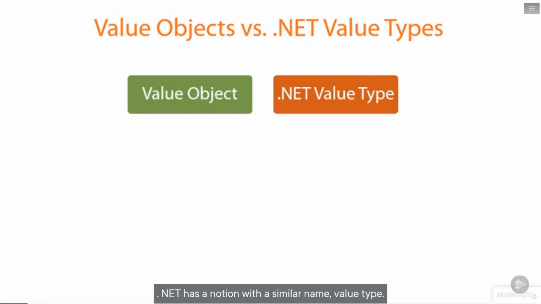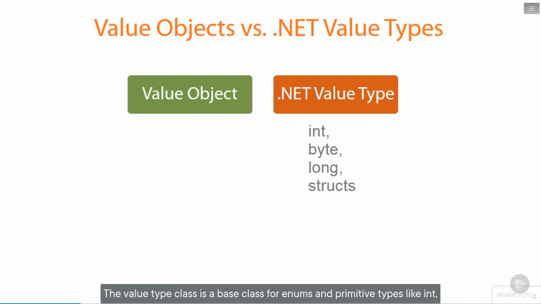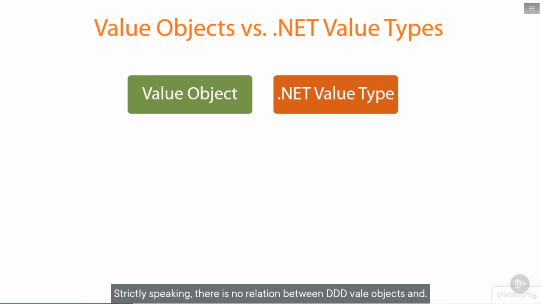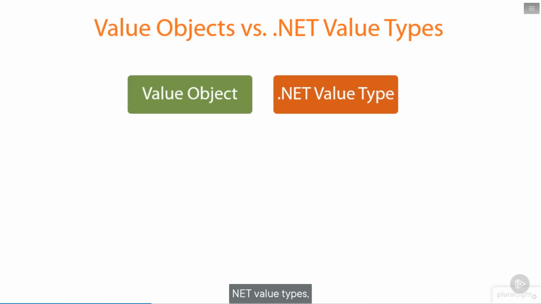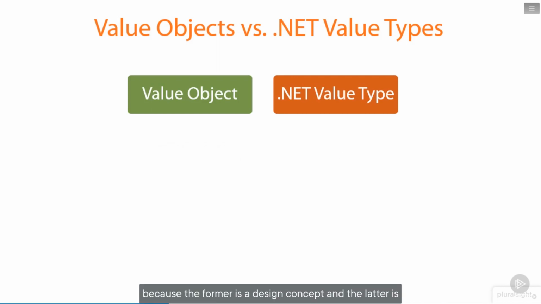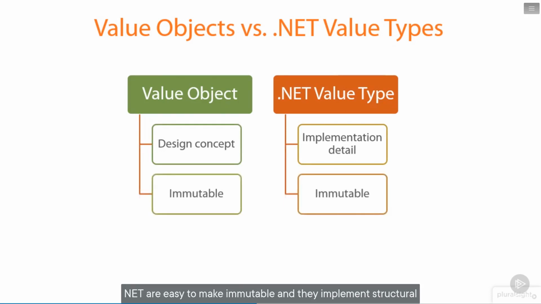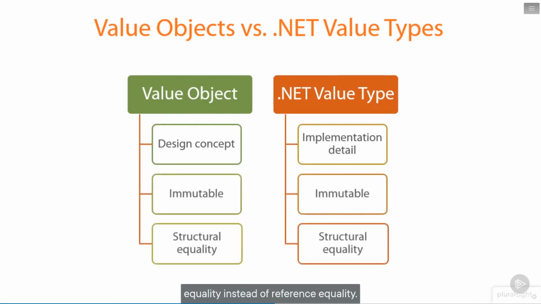.NET has a notion with a similar name, value type. The value type class is a base class for enums and primitive types like int, byte, and so on. Also, all structs inherit from it. Strictly speaking, there is no relation between DDD value objects and .NET value types, because the former is a design concept and the latter is a technical implementation detail. However, there are some similarities in them. Value types in .NET are easy to make immutable, and they implement structural equality instead of reference equality.